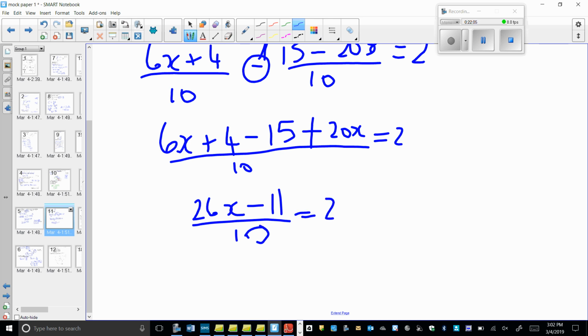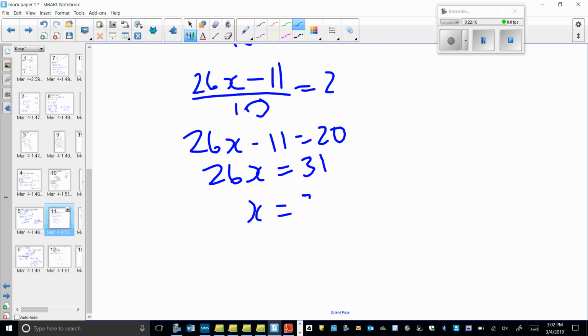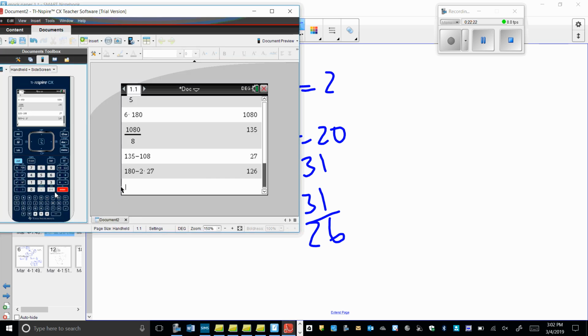To get rid of the 10, we're going to multiply both sides by 10. Add 11 to both sides. And then divide. So 31 over 26.